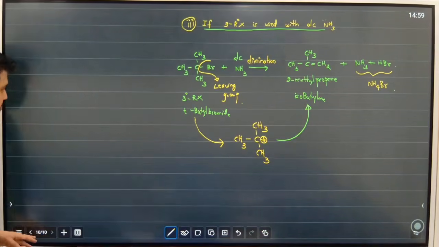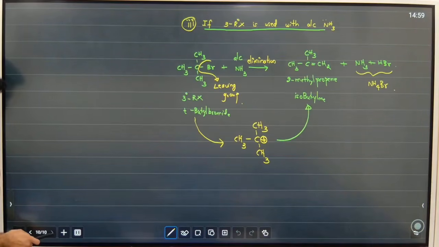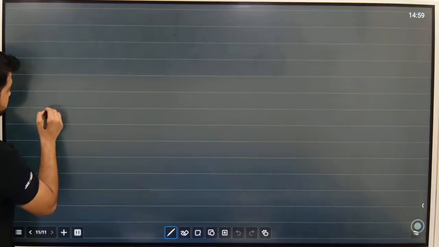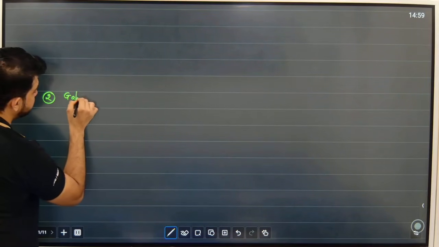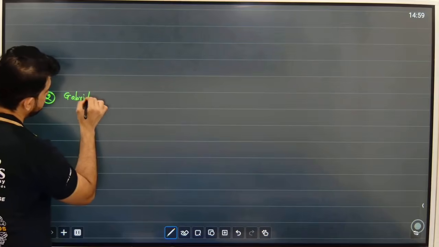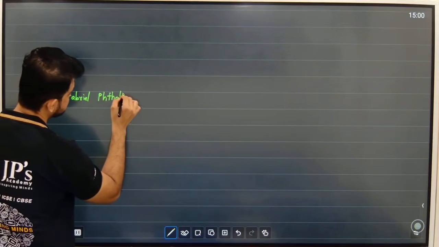Okay students, so this was the first method, ammonolysis. Let's go ahead with the second method, which is probably one of the most important reactions. We have Gabriel Phthalimide synthesis.